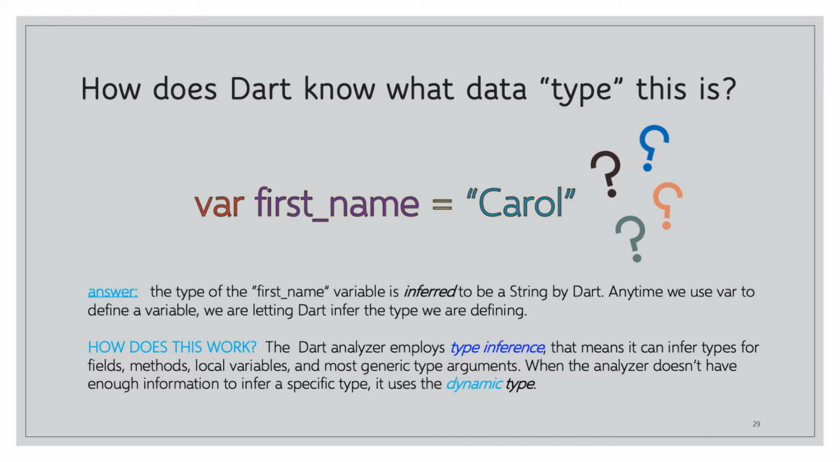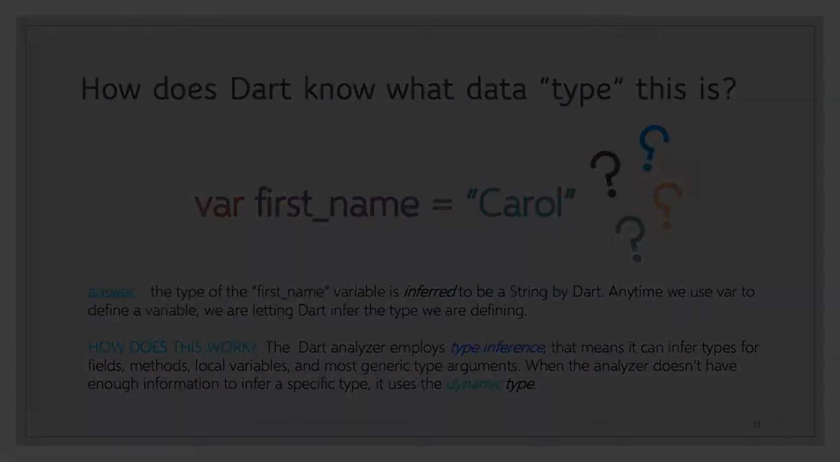How does this work? The Dart analyzer employs this thing called type inference. That means it can infer types for fields, methods, local variables, and most generic type arguments. When the analyzer doesn't have enough information to infer a specific type, it uses the dynamic type in those instances.